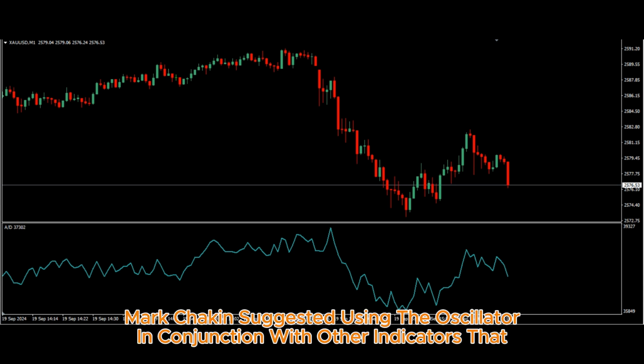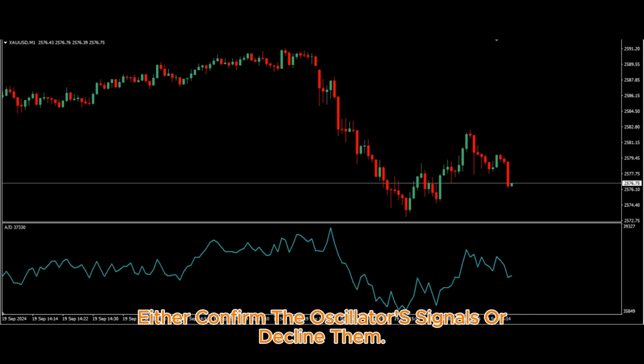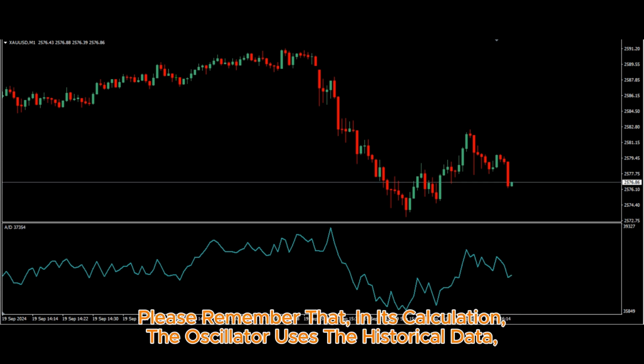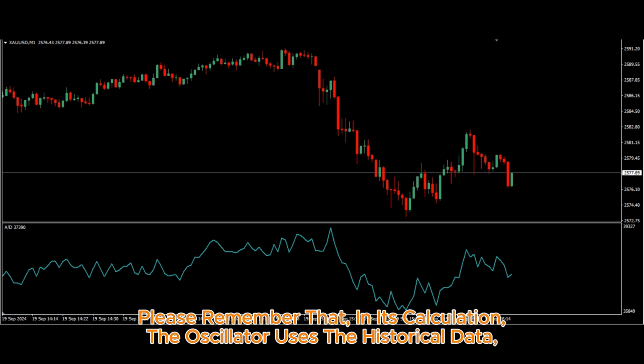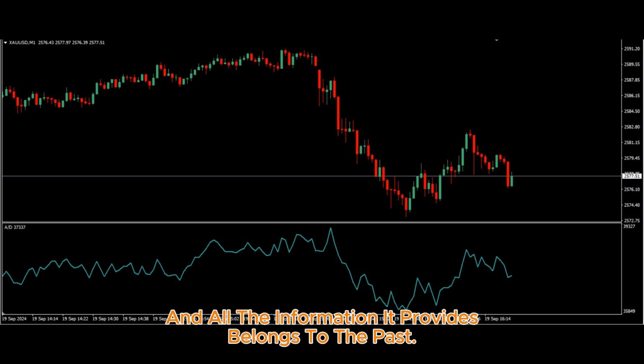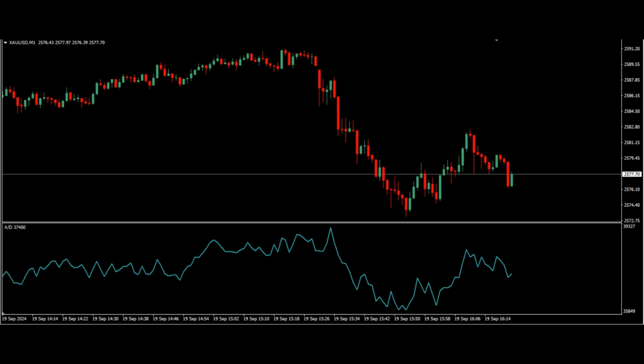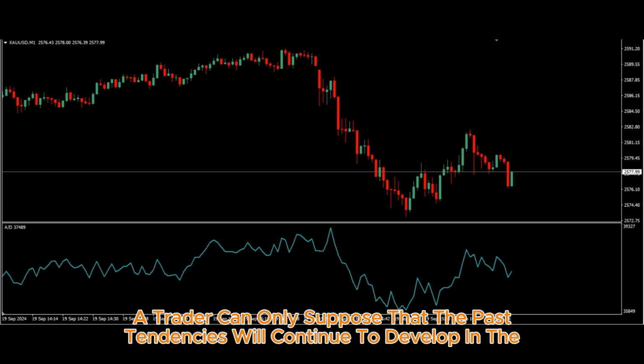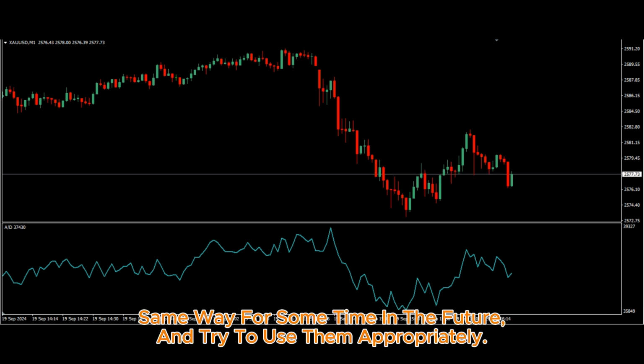Mark Chaikin suggested using the oscillator in conjunction with other indicators that either confirm the oscillator's signals or decline them. Please remember that, in its calculation, the oscillator uses historical data, and all the information it provides belongs to the past. A trader can only suppose that the past tendencies will continue to develop in the same way for some time in the future, and try to use them appropriately.